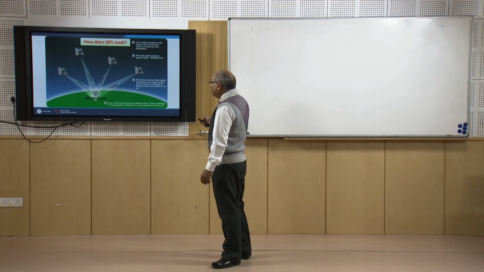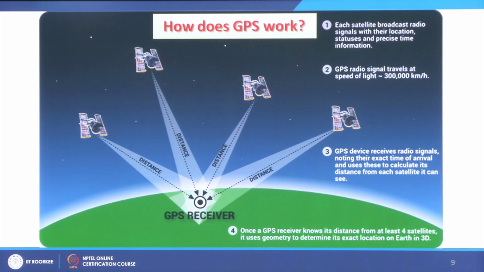For example, here a GPS, which is the American one, and once the time is calculated, the dispatch time and receiving time, then the distance is available. Now one sphere for this satellite, one sphere for this, one sphere for this, and one sphere for this. Likewise, GPS radio signals travel at a speed of 300,000 kilometers per second, and the GPS receiver device receives radio signals, noting their exact time of arrival, and uses these to calculate the distance from each satellite.